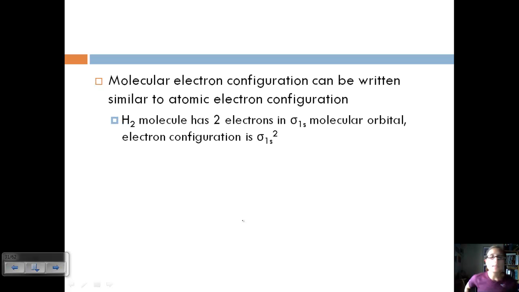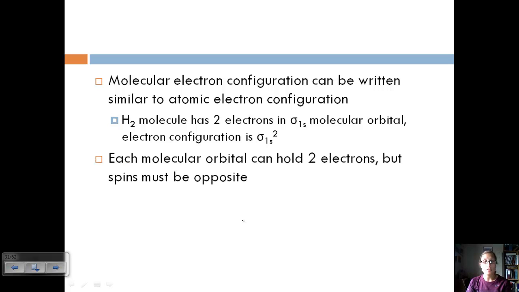So we can also write molecular electron configuration from this model, and it's similar to atomic electron configuration. So the H2 molecule has 2 electrons. They're both in the sigma 1s molecular orbital, and so we would say that the electron configuration is sigma 1s and then the 2, indicating kind of like how we say 1s2. Well, now we've got the molecular orbital, so it's sigma 1s2.